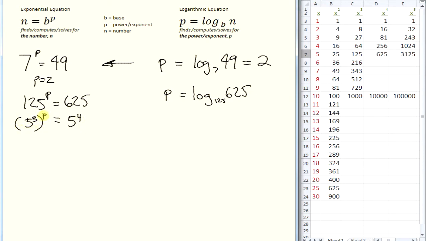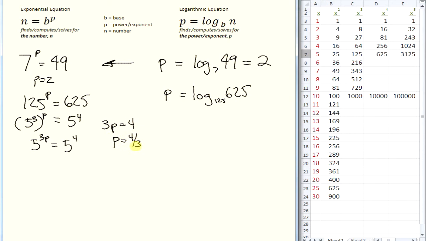Now that I have a common base, I could take this a step further, say 5 raised to the 3p will equal 5 to the 4th. Therefore, since my bases are the same, the only way to get this whole expression to be the same is not only the bases have to be the same, but so do my exponents. So what I've just figured out is that 3p will have to equal 4. Therefore, p would equal 4/3.